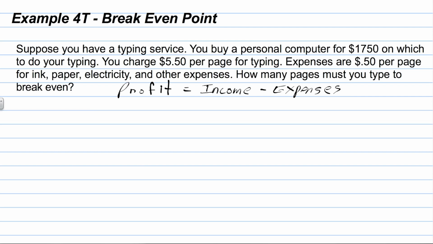So suppose you have a typing service. You buy a personal computer for $1,750 on which to do your typing. You charge $5.50 per page for typing. Expenses are 50 cents per page for ink, paper, electricity, and other expenses. How many pages must you type to break even? We're being asked to find the break-even point. Let's define that real quick. The break-even point is when profit is equal to 0.